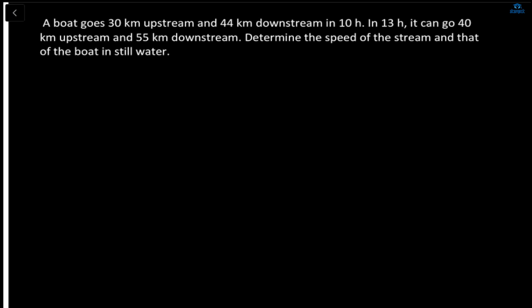So you can write given, or here the equation will be formed actually. Okay. So 30 kilometer upstream and 44 kilometer downstream. What do you mean by 30 kilometer upstream and 44 kilometer downstream in 10 hours? See, this is taking your 10 hours. So here only your first equation is completed. 30 kilometer and 44 kilometer in 10 hours. Okay. Now in 13 hours, it goes 40 kilometer upstream and 55 kilometer downstream. This is for your second equation.